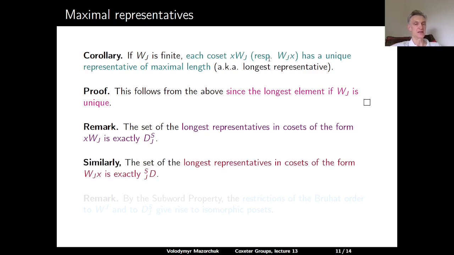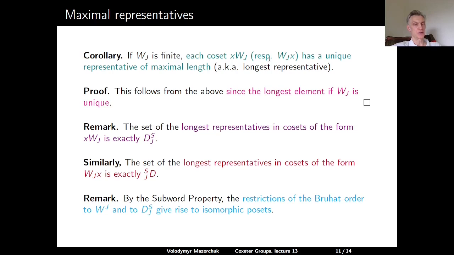And similarly, the set of the longest coset representatives in cosets of the form W_J times x is exactly the set D lower J upper S on the left. And by the subword property, the restrictions of the Bruhat order to W upper J and to D sub J upper S give rise to isomorphic posets.